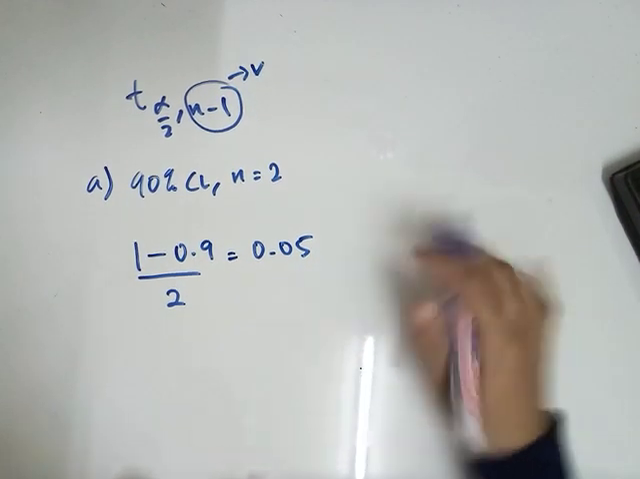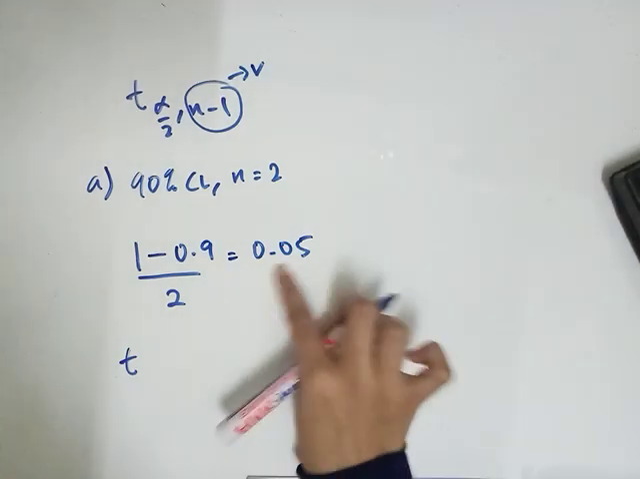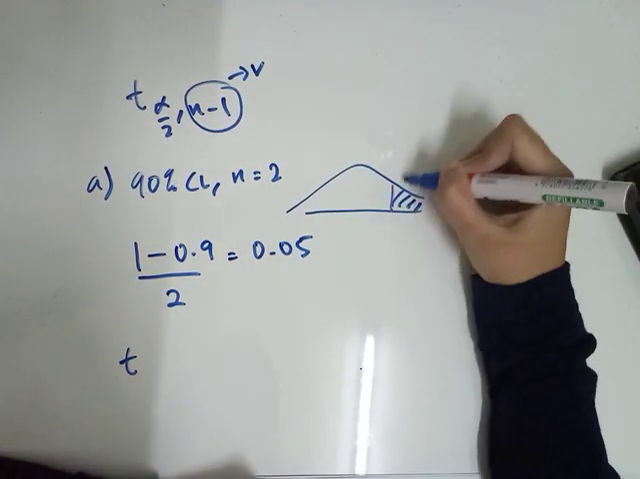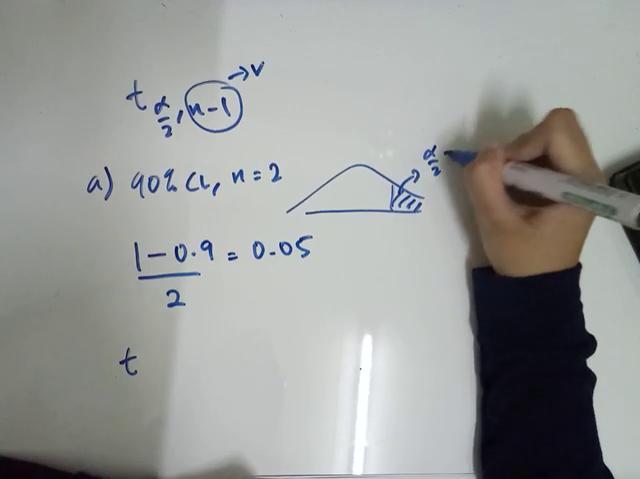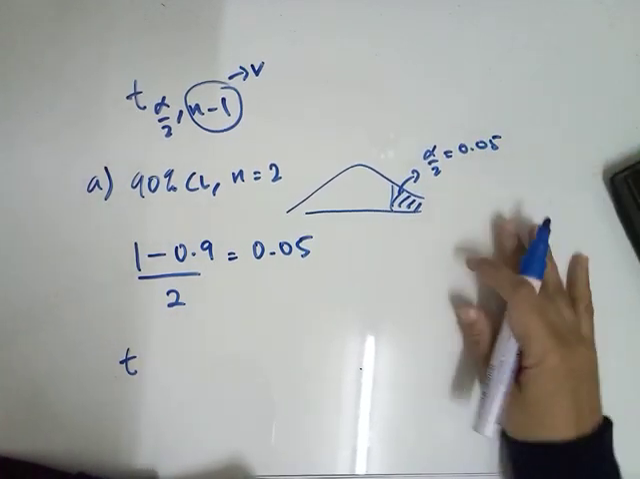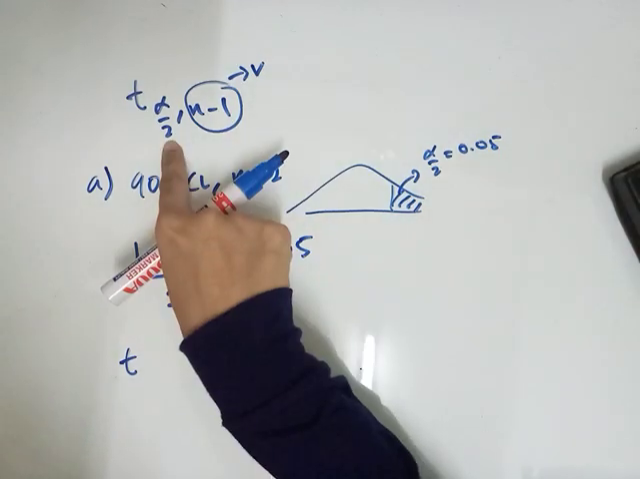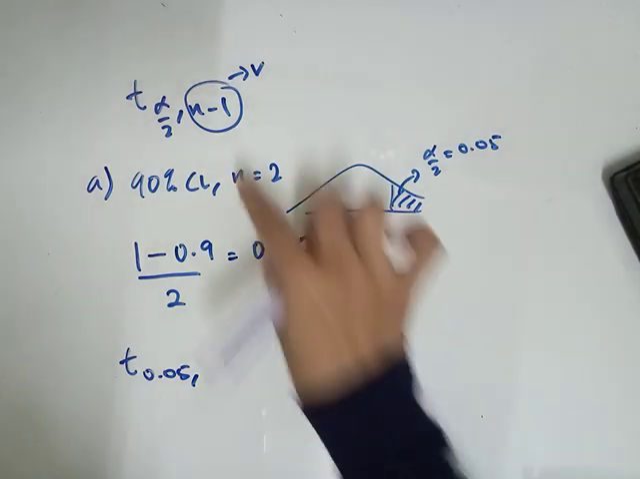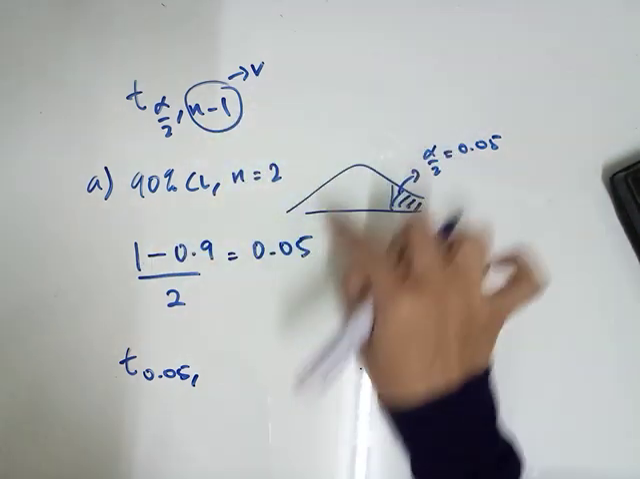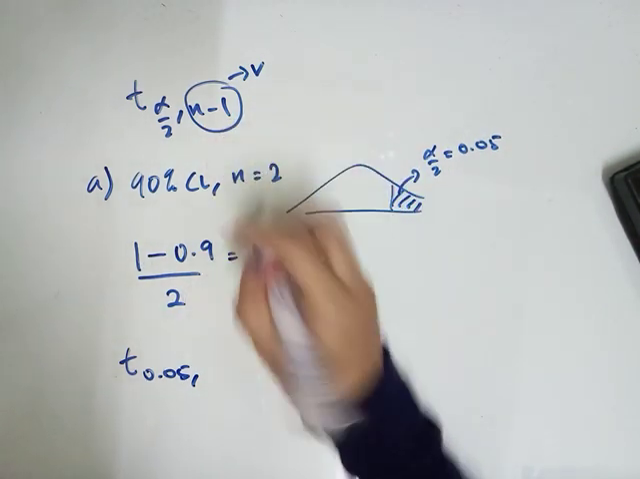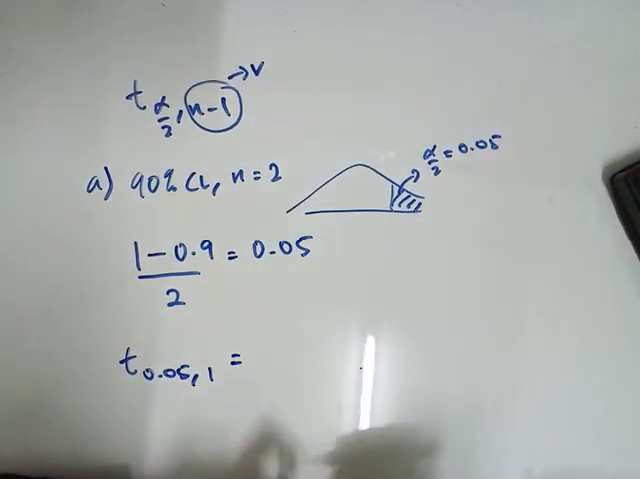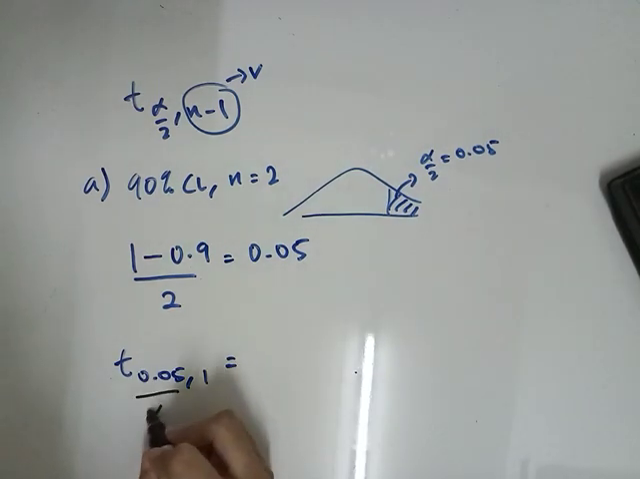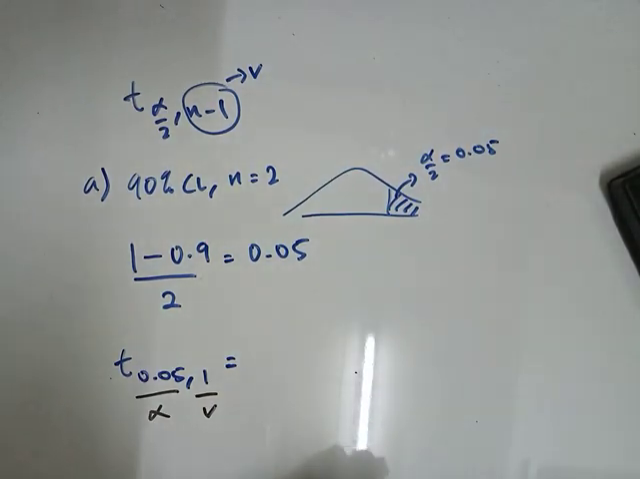So this 0.05 is alpha over 2 here. Alpha over 2 equals 0.05. So t alpha over 2, this one 0.05, and then n minus 1. We know that n is 2, so 2 minus 1, we get 1. This one is alpha, and this one is v.